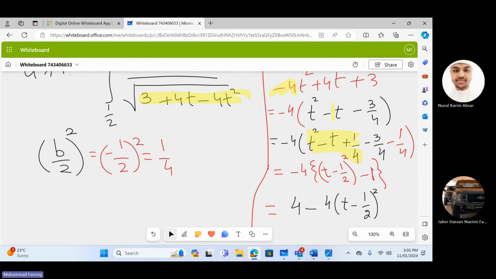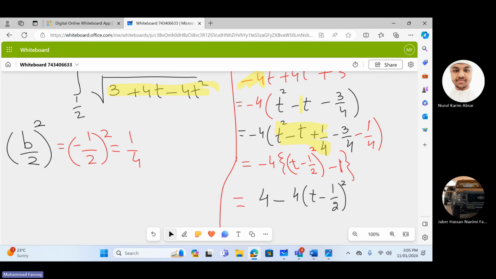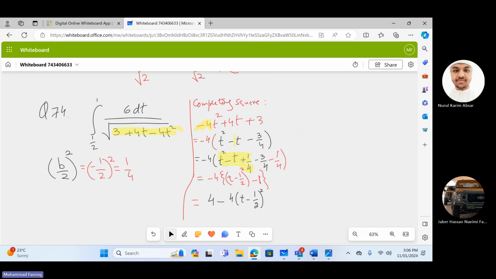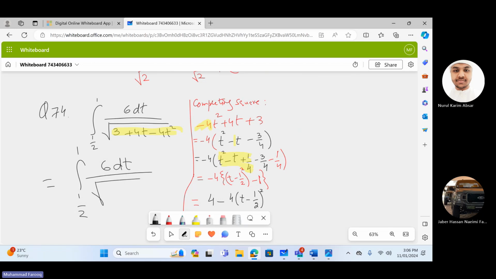Okay, please. Now we multiply. This time this is here, and this time it is here. -4 times this one is here, -4 times this one is here. So this part has taken this shape. Replace now. My question becomes now the integral from 1/2 to 1 of 6 dt, divided by the square root of 4 minus 4 times (t - 1/2) squared.